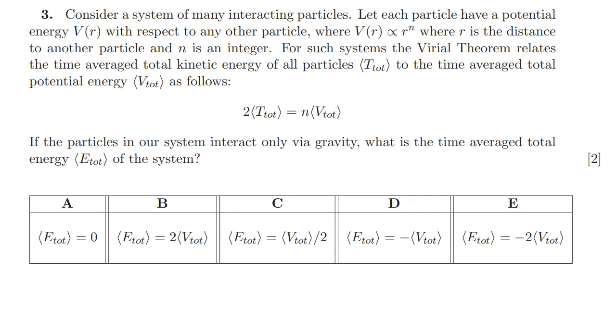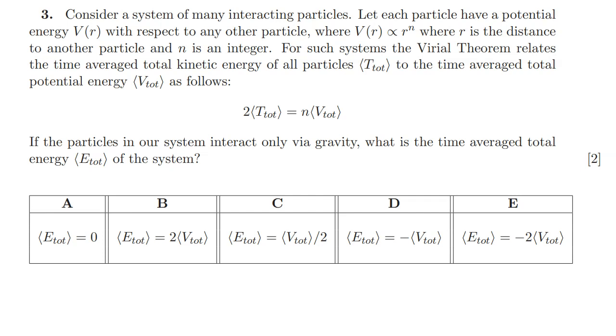Question 3. Consider a system of many interacting particles. Let each particle have a potential energy V of r with respect to any other particle, where V of r is proportional to r to the n, where r is the distance to another particle and n is an integer. For such particles, the Virial theorem relates the time-averaged total kinetic energy of all of the particles, T tot, to the time-averaged total potential energy, V tot, as follows.